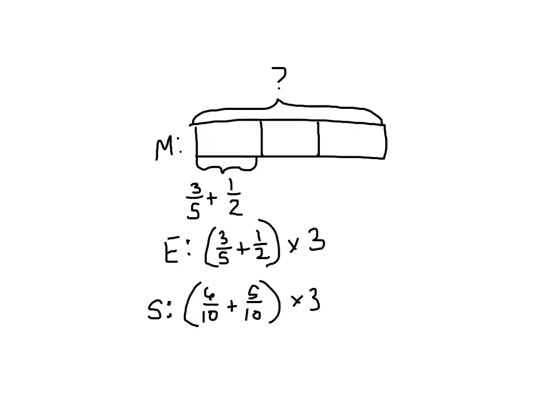First I need to make equivalent fractions. 3/5 becomes 6/10, 1/2 becomes 5/10. Now I can add those two, and that gives me 11/10 times 3. 11/10 times 3 can also be written as 11 times 3 over 10, which is equal to 33/10. I'll change my improper fraction to a mixed number, and I get 3 3/10.